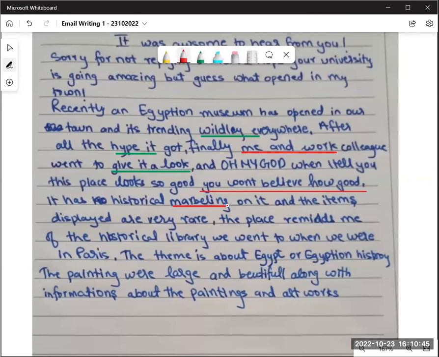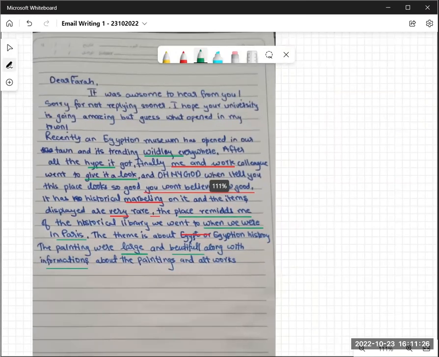Now on it has, and the items displayed are very rare. Okay. The place reminds me of the historical library we went to when we were in Paris. So that's very good. This part is very good. Again, cut that part out. Paintings were large and beautiful. That's very good. Along with information about the paintings and artworks. All right. We'll look at it in a second.